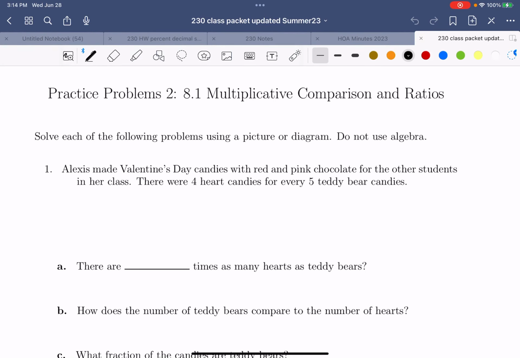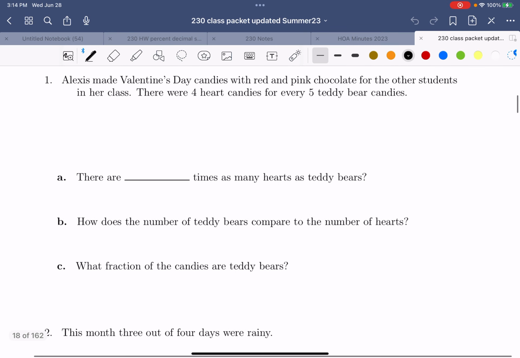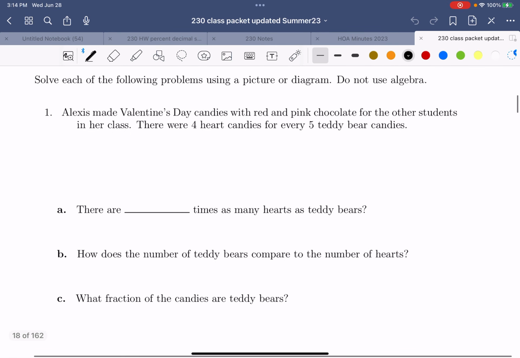Hey there, here are some tips for your practice problems number 2. As you're going through these, you want to think about drawing a picture. That's all I'm going to show you in the tips, is what my picture would look like. And then below, you're going to use that information to figure out your answers.